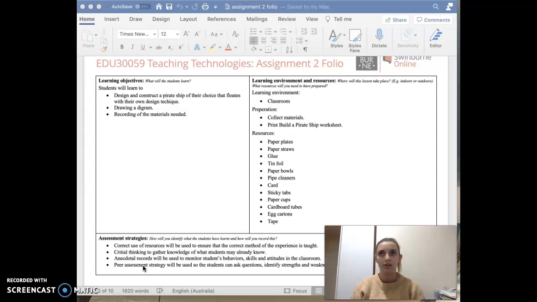Working alongside the educator, students can create experiences to benefit their learning.